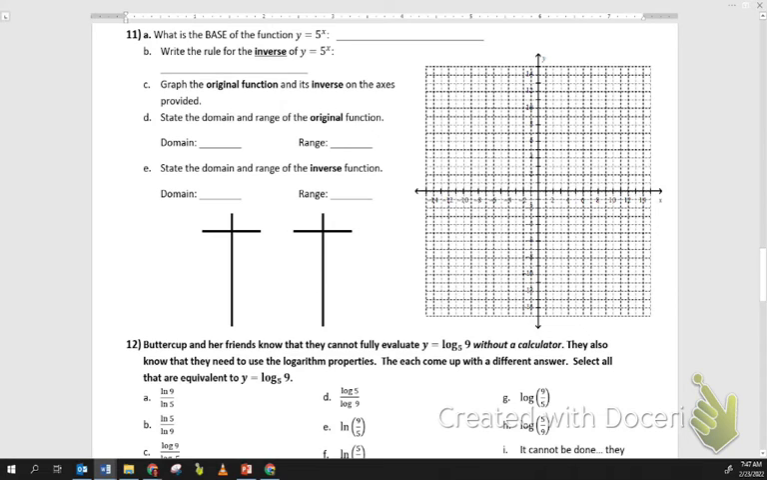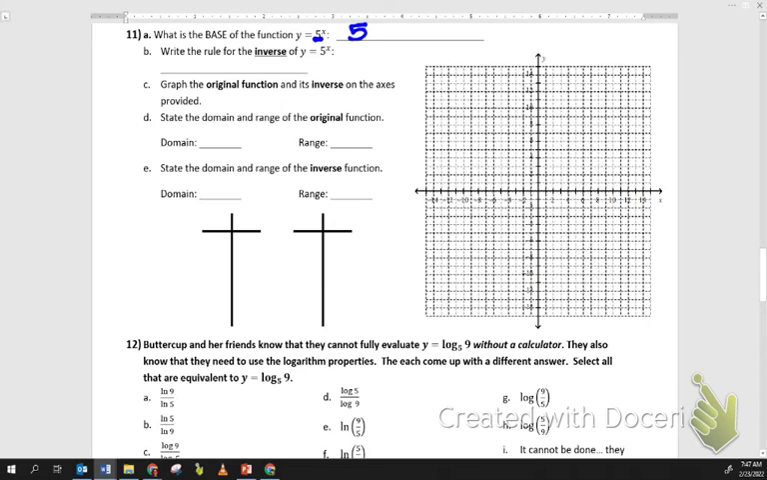Okay. Problem 11 says, what is the base of the function y equals 5 to the x? Yeah, it's 5. So we know that when we have it in exponential form, our base is 5. Part B, we just practiced this in bell work. We said write the rule for the inverse of y equals 5 to the x. What form is it in right now? Exponential form.